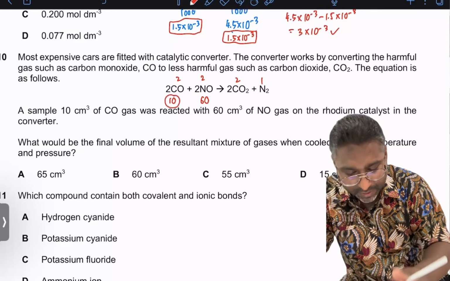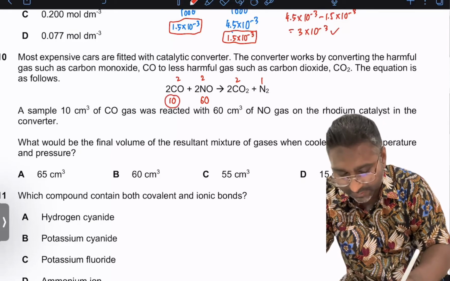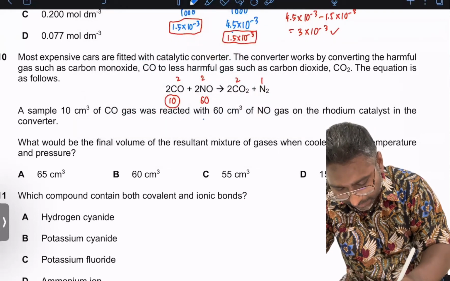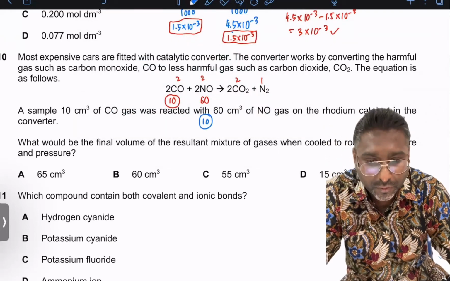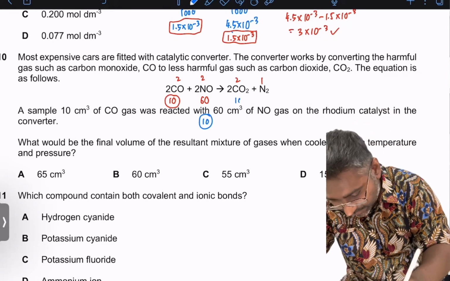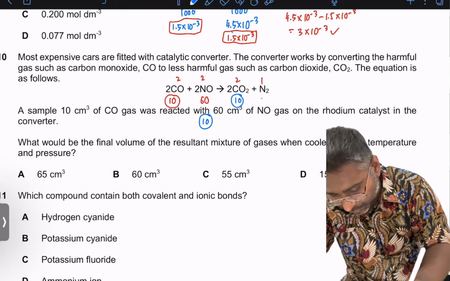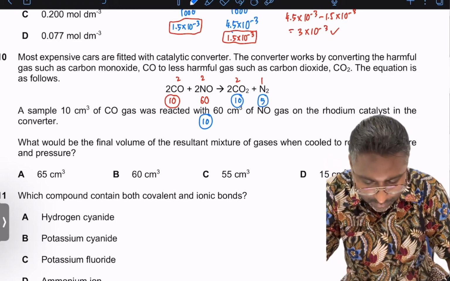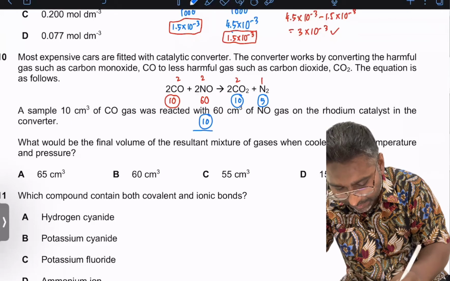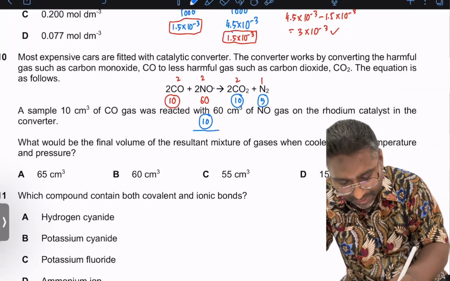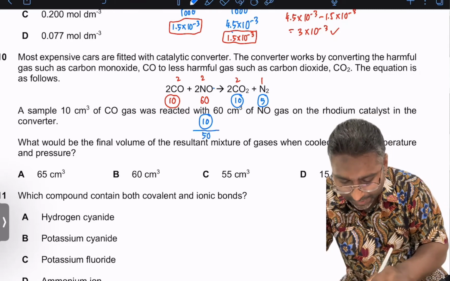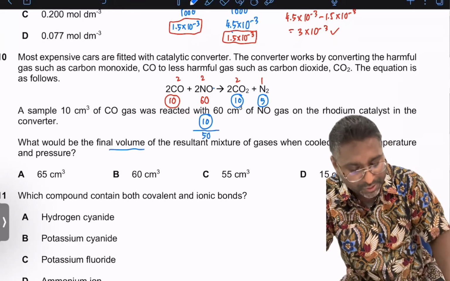So it means 10 will react, okay, with how many? Not 60. So instead of reacting with 60, they will react with 10. So there is extra NO. So to produce 10, and 1, so to produce 5. So do remember the one remaining over here, 60 minus 10, which is 50, is remaining. So they say what will be the final volume of the resultant mixture of gases.